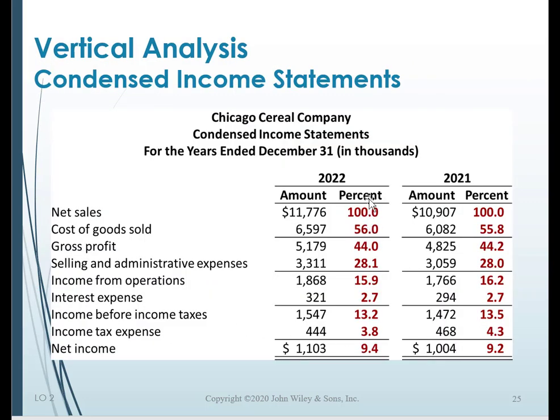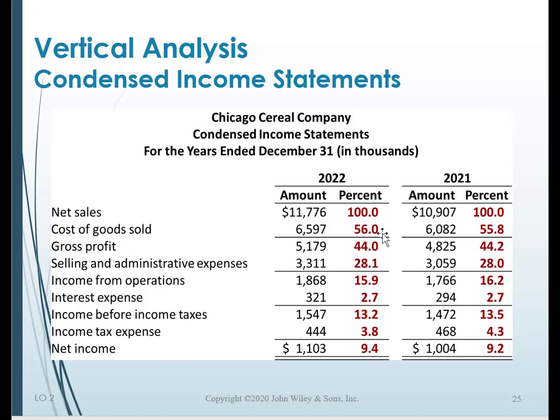What about the income statement? Again, I think this is especially for managers a very important statement to understand performance. Gross profit tells me how well I'm doing in production. So in this case, in 2022, gross profit was 44% of sales. The year before, that was 44.2%. So what does that tell me as a manager? It tells me that for some reason, cost of goods sold increased.